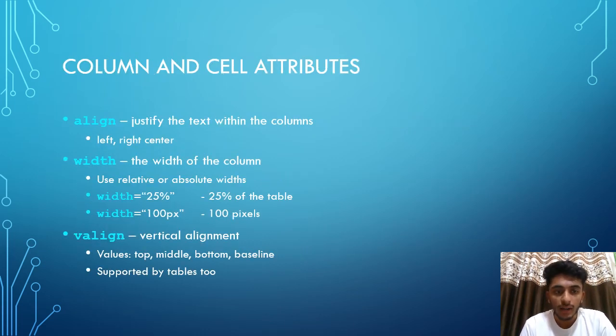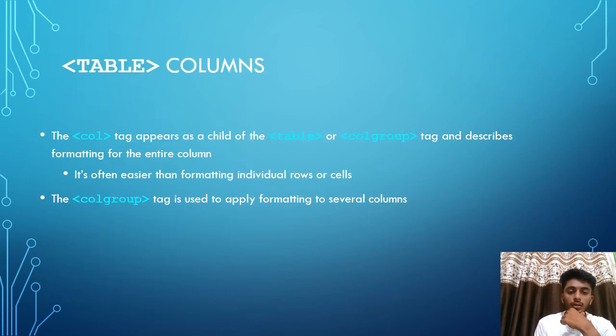Column and cell attributes. Align. Align justifies the text. What does align do? It justifies the text within the column: left, right, or center. You can align wherever you need, at the leftmost of the screen, the rightmost, or in the center. With the width of the column, use relative and absolute widths. We can change the width of the column. So you can see here a width of 25% and a width of 100 pixels, where 25% is of the table. V-align.